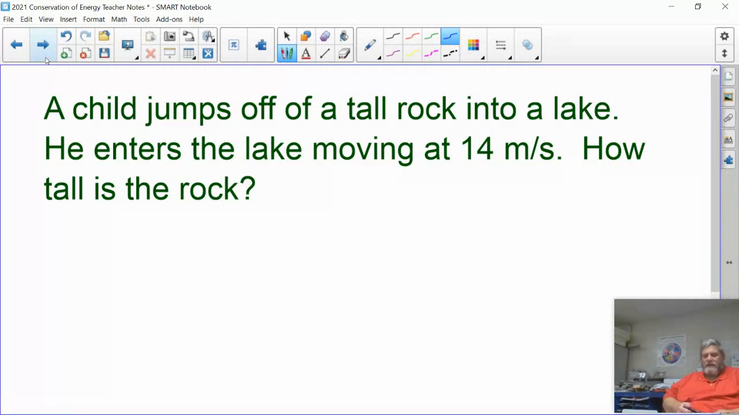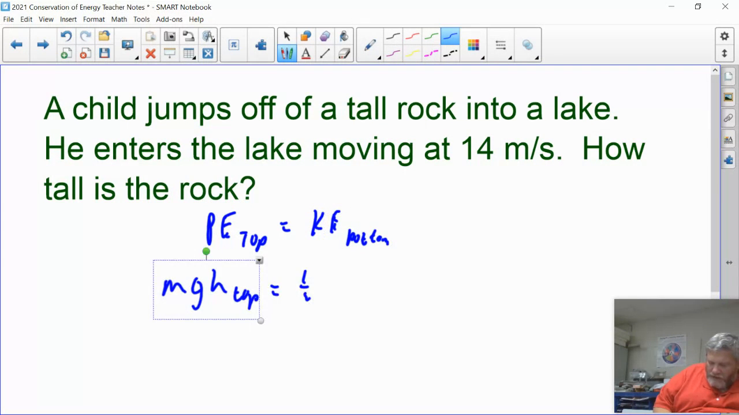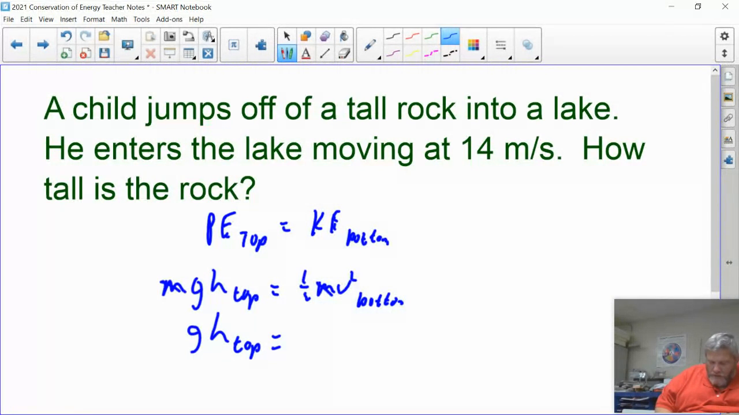A child jumps off a tall rock into a lake. He enters the lake moving at 14 meters per second. How tall is the rock? So again, we do the same thing. Potential energy at the top equals the kinetic energy at the bottom. mgh at the top equals 1/2 mv squared at the bottom. And notice I didn't give you a mass this time. Well, there's a mass in every term, so the mass actually cancels out. So you don't need to know the mass. So it's really g times h at the top equals 1/2 v squared at the bottom.